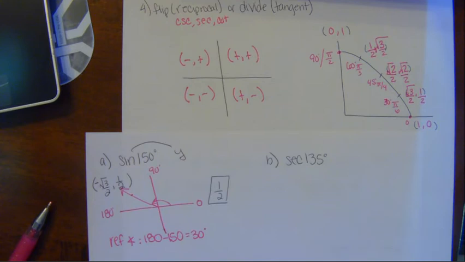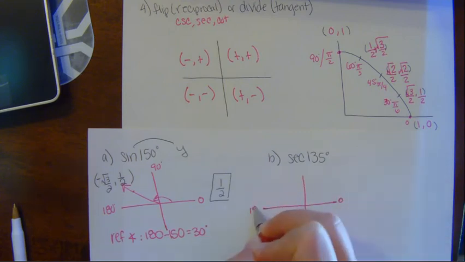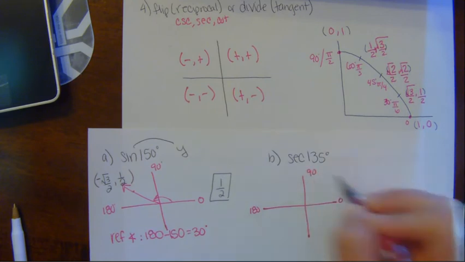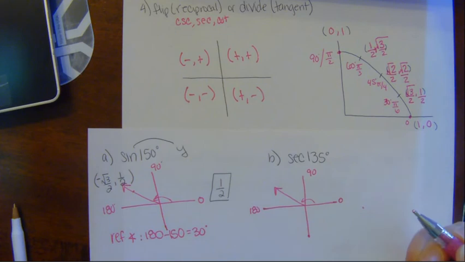Okay, let's try another one where we have the secant of 135. For the secant of 135, we're going to have to do a flip at the end. So let's go ahead and sketch my angle, that 135 degrees. Again, because it's in degrees, we say 0 and 180, which means this guy up here is 90. So 135 is again in this second quadrant.